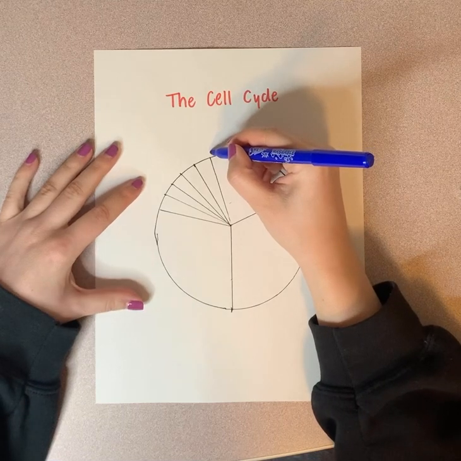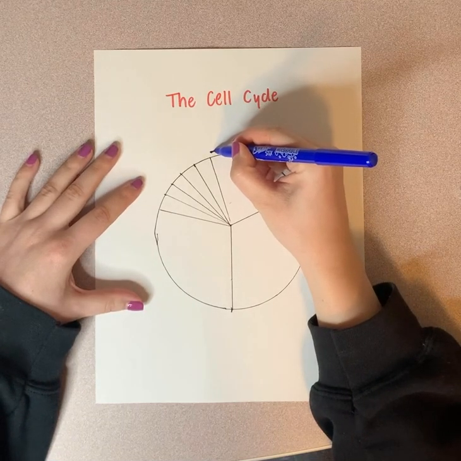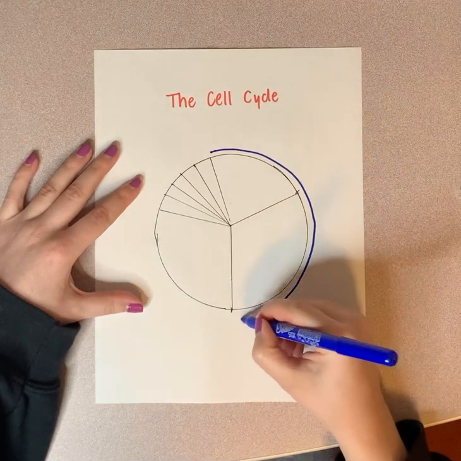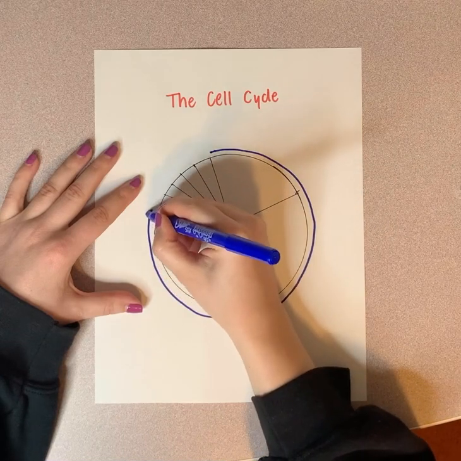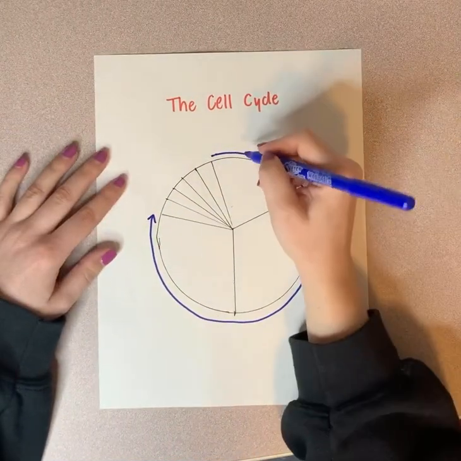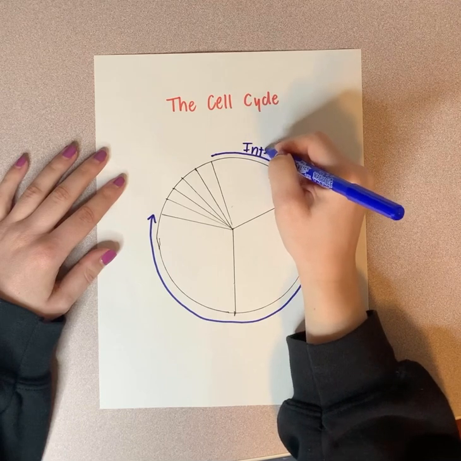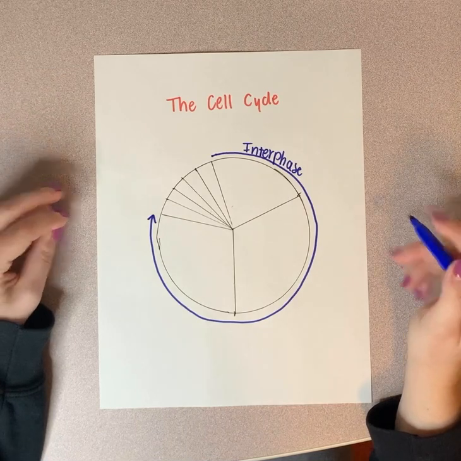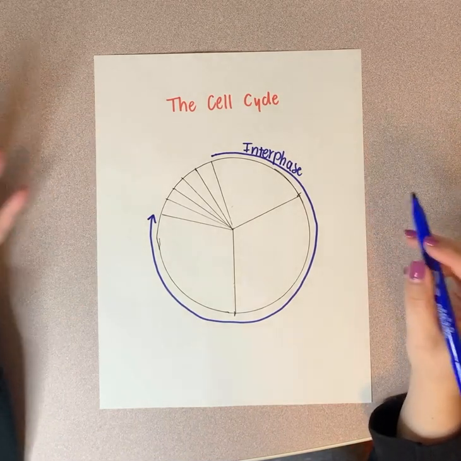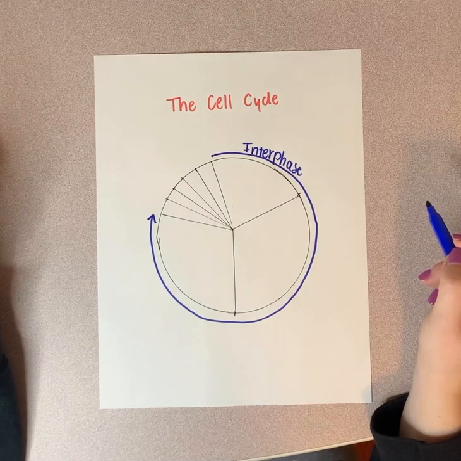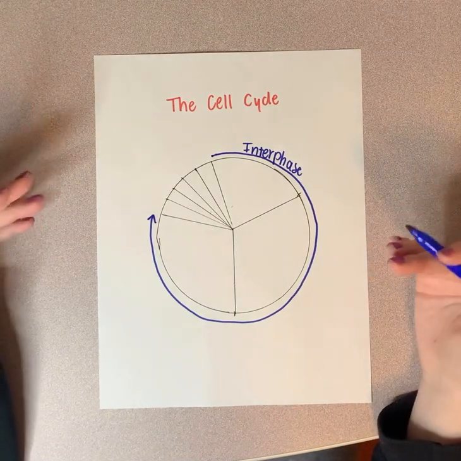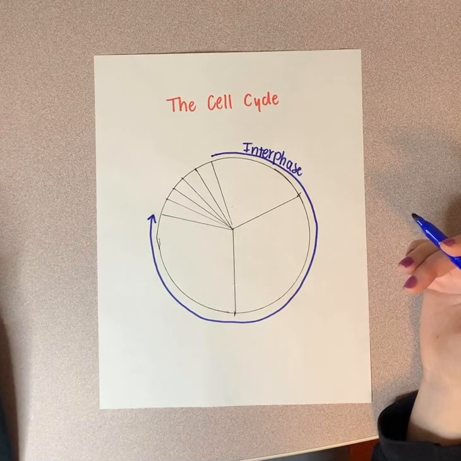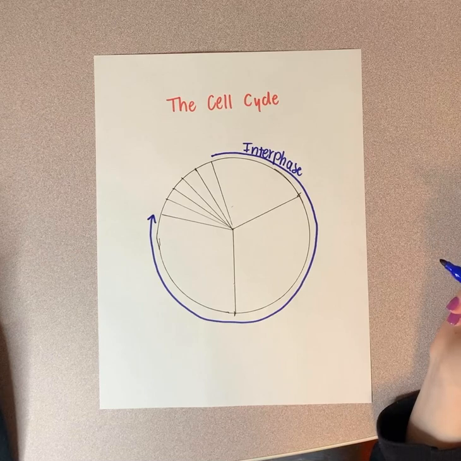The longest part of the cell cycle is called interphase, and it includes all three of these pieces here, okay? So this entire thing is called interphase. This is where cells spend most of their time. This is where they do their cellular functions, right? This is where a liver cell carries out the functions of a liver cell. This is where a brain cell carries out the functions of a brain cell. This is their day-to-day, okay?